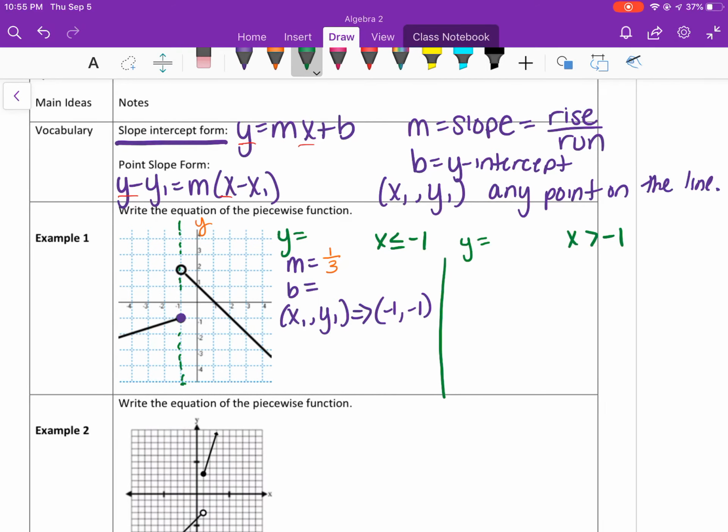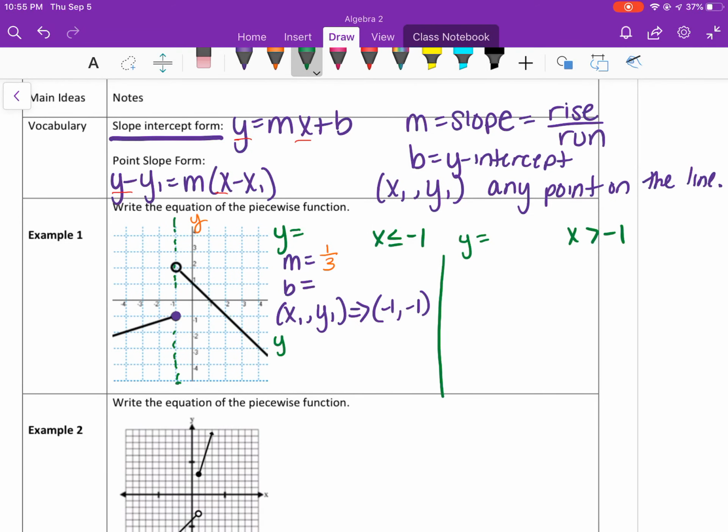And then I'm going to plug that into point-slope form, which the equation is y minus y1 equals m times x minus x sub 1. So I'm going to replace the slope with the 1/3, and then I'm going to replace the x1 and y1 with the point (-1, -1). So substituting in, I have y minus -1, which will be y + 1, equals the slope, 1/3, times x minus -1, and that'll be x + 1.